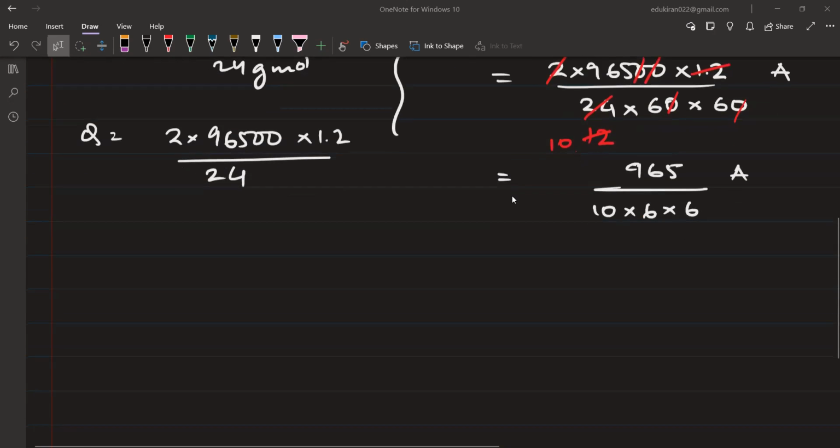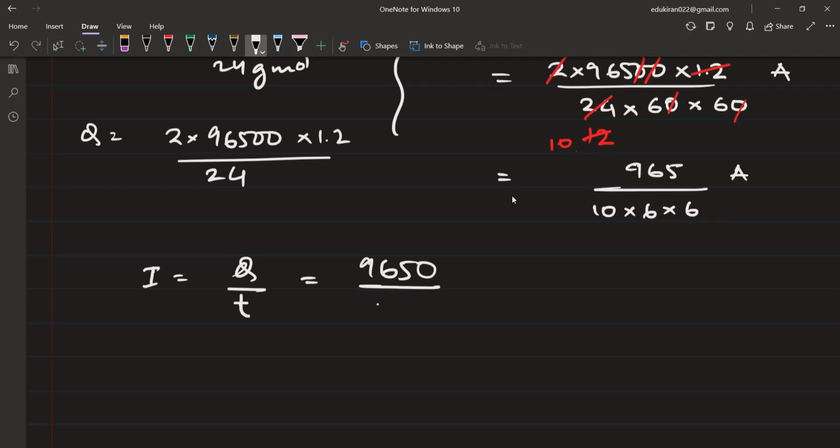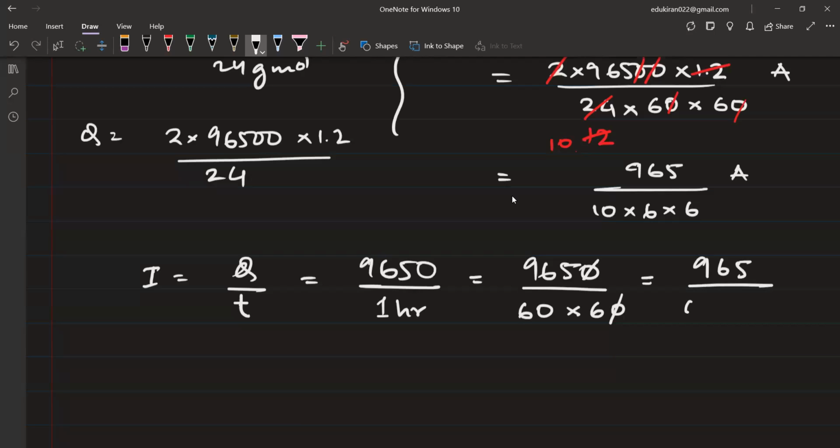965 is correct. See what you have written, I is equal to Q upon t. You have written Q as 9650 divided by this is 1 hour. Now you just convert this. 1 hour can be written as 60 into 60 seconds, right? Now once you do this, both are equal, do you see? What can we write 60 as? 10 into 6 and we have this 6 also, right? So your answer is correct. You just needed to convert this hour into seconds. Got it, Hanifa? Yes, sir. Okay.